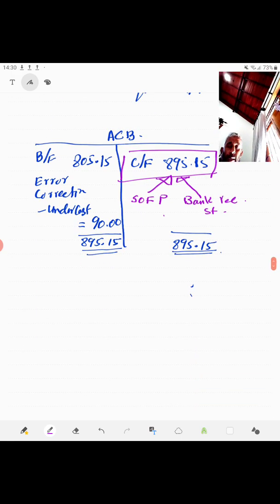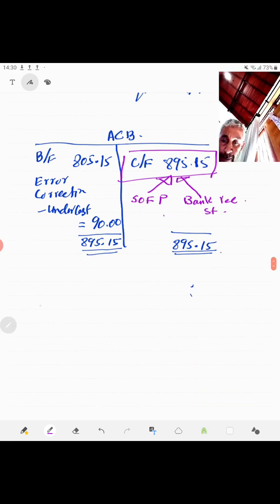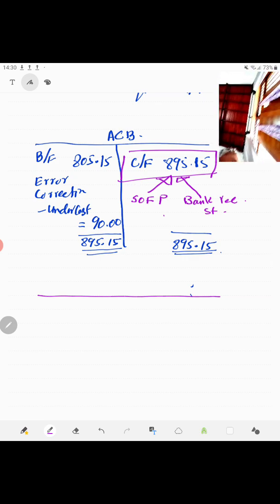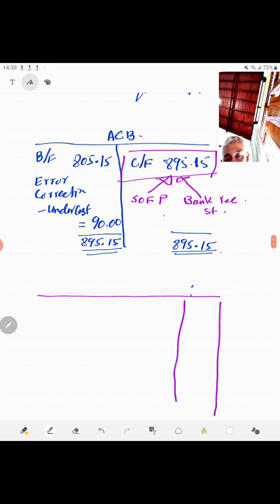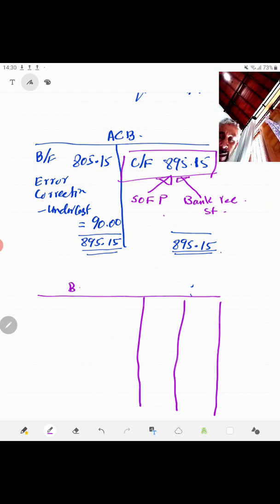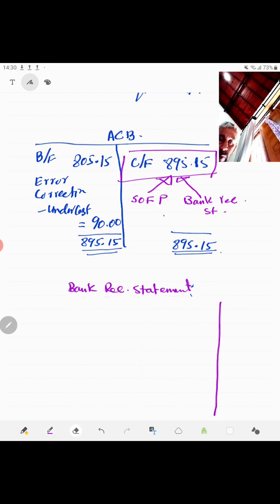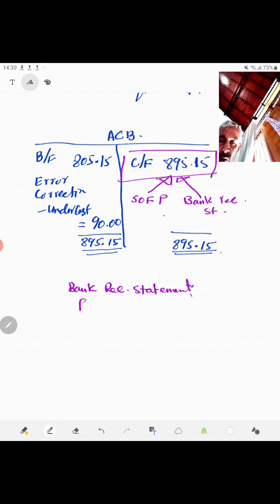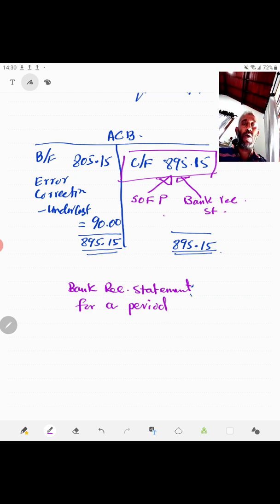So, now let us prepare the bank reconciliation statement. The format is well known, everybody knows, it is a columnar form. Now, I have to prepare the bank reconciliation statement. Here one thing I forgot to tell you, that the bank reconciliation statement is prepared for a period, such as a month or a year or a week and so on.